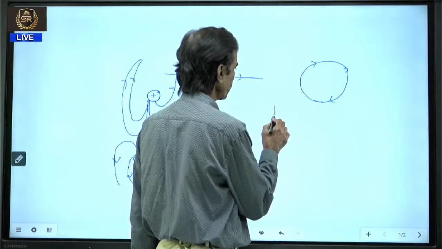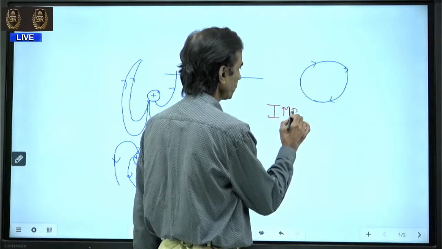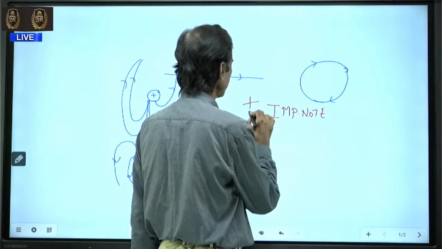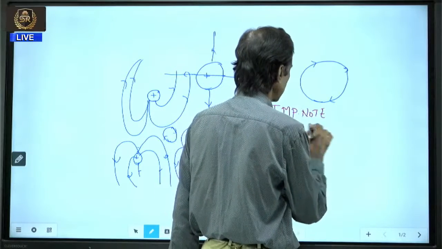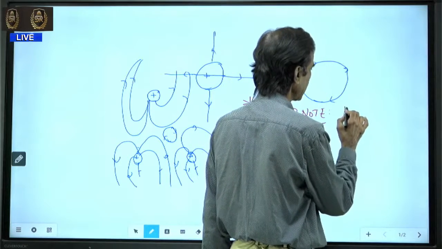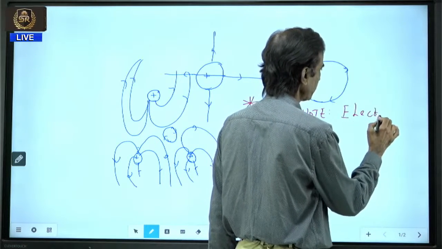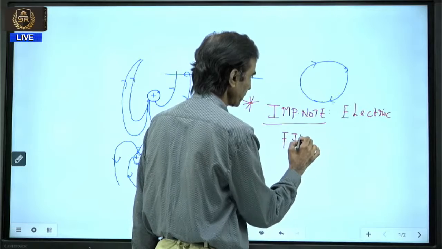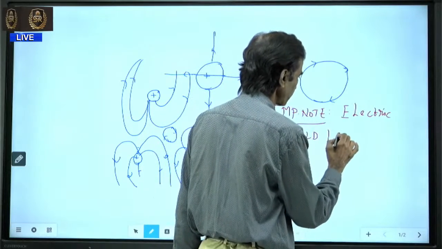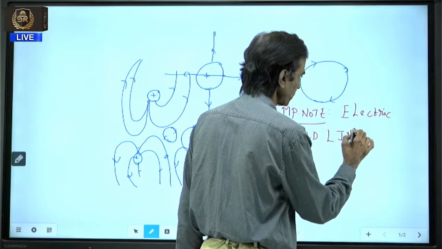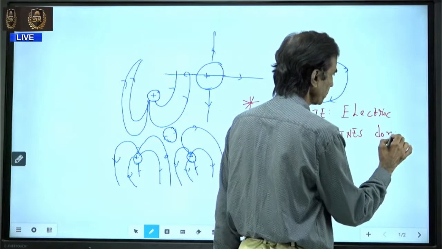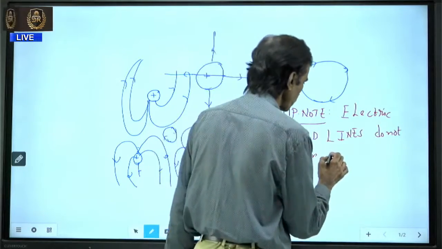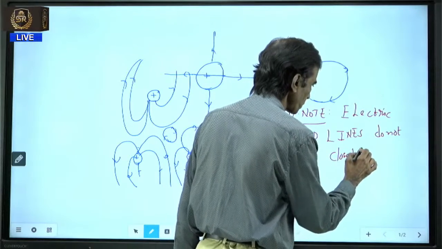Important note, very important for us, for examination also: electric field lines do not form closed loops.